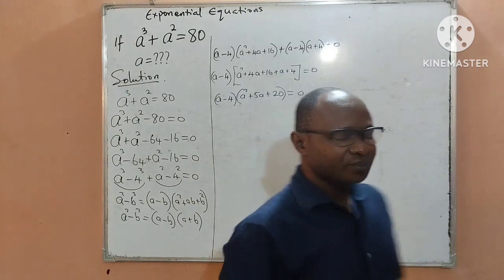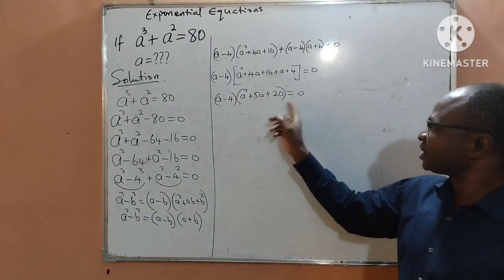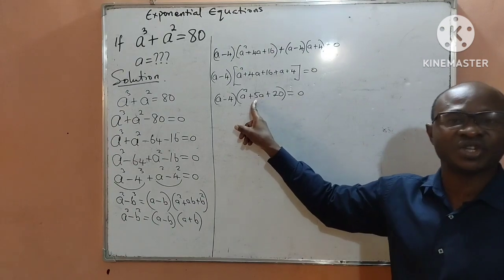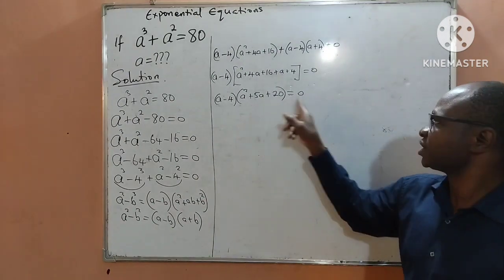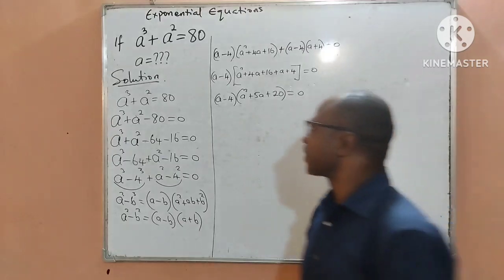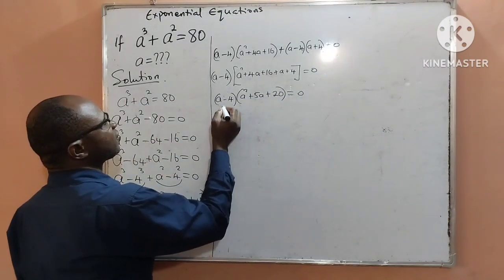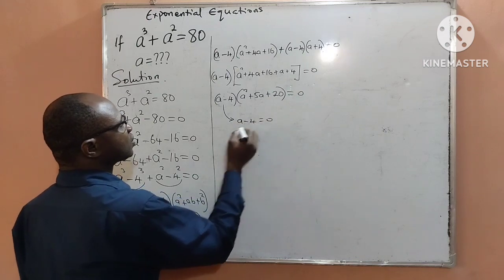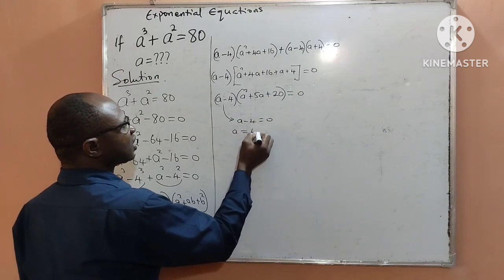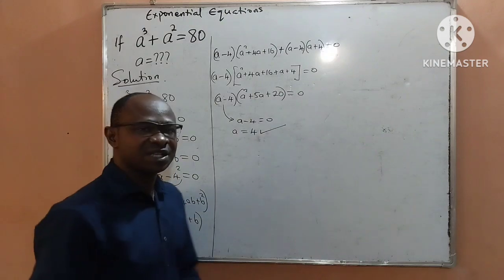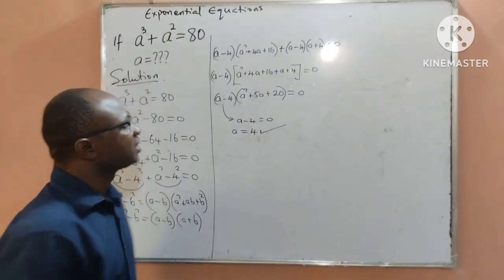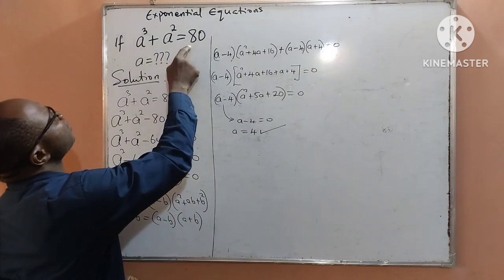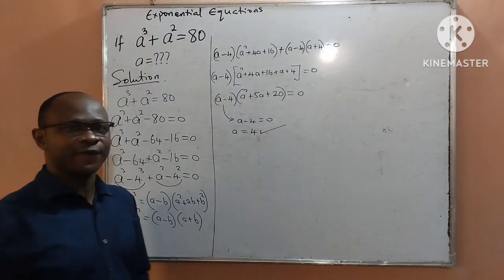Alright? Now, by factor's law, what this means is that the first bracket is equal to 0 and the second bracket, which is also a quadratic equation, is equal to 0. Therefore, we can now solve and say from the first bracket, a minus 4 is equal to 0, implying that a is equal to 4. I have gotten the first answer for a. Therefore, one of the values of a is equal to 4.